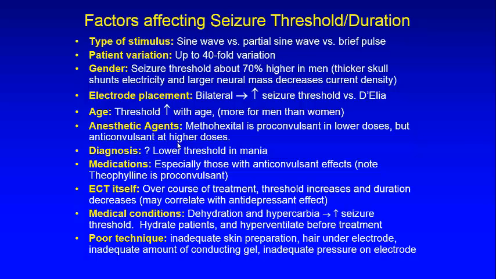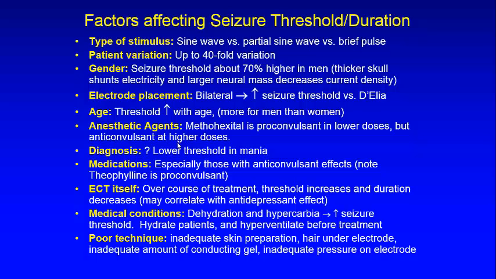I mentioned that there could just be endogenous variation. There's also gender, as I just mentioned, that men have higher thresholds than women. They have thicker skulls, which shunts more electricity, and they have a larger neural mass, which decreases current density through the brain. Electrode placement can make a difference, in that you have a higher seizure threshold with a bilateral lead placement than unilateral. Again, perhaps because you have a greater amount of cortex in between those two plates to try to stimulate.